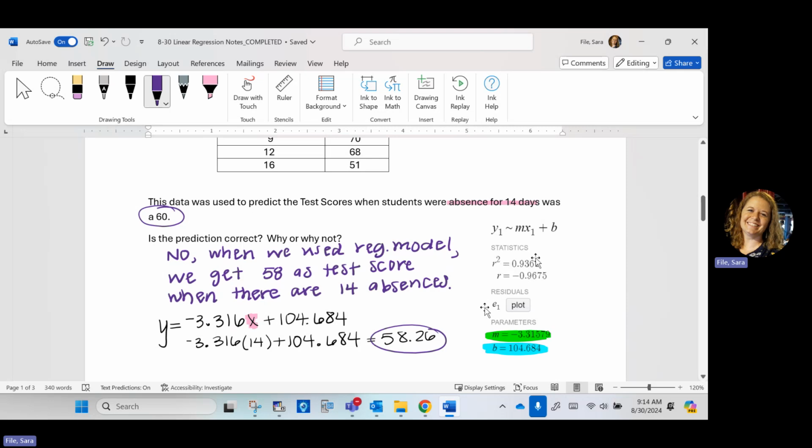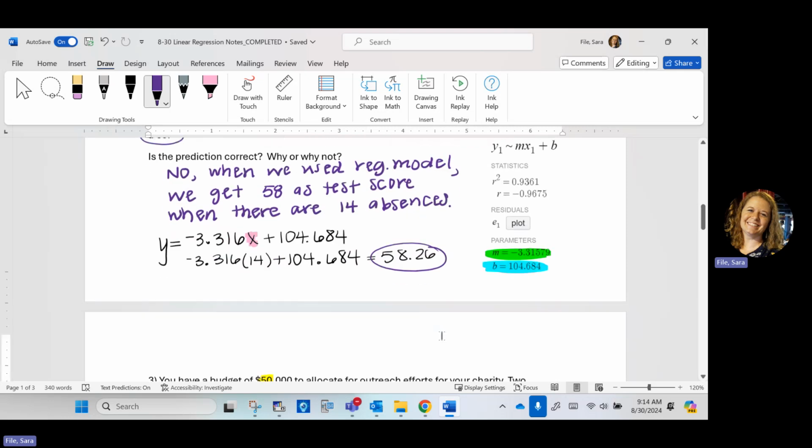And look here, this R squared. We talked about yesterday how R squared tells us whether this equation was a good fit. The closer R squared is to 1, the better the fit. 0.9361, that's pretty close to 1. So this regression model, this equation that we came up with, is a pretty good fit. It's going to make good predictions. Y'all feel okay about that?